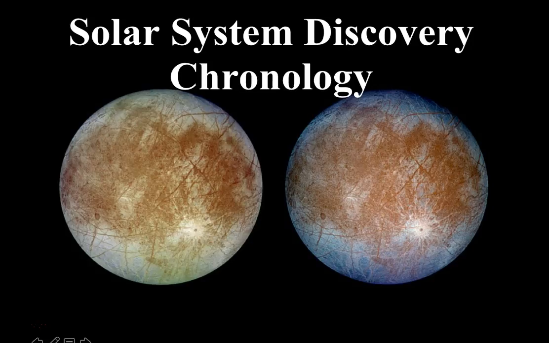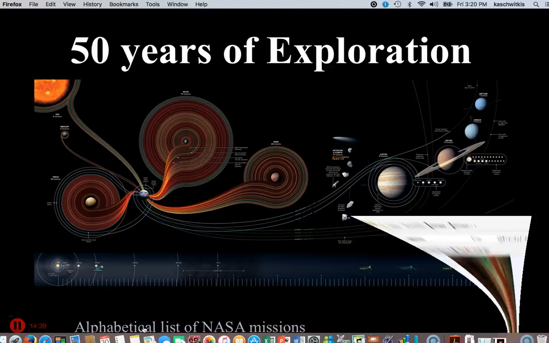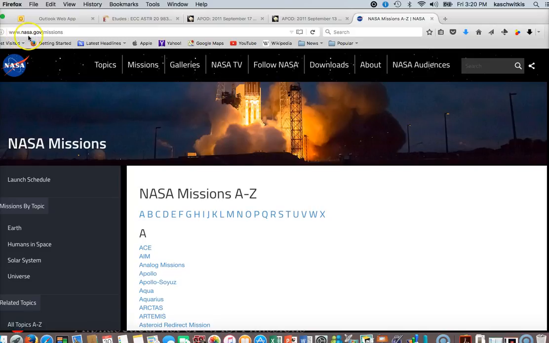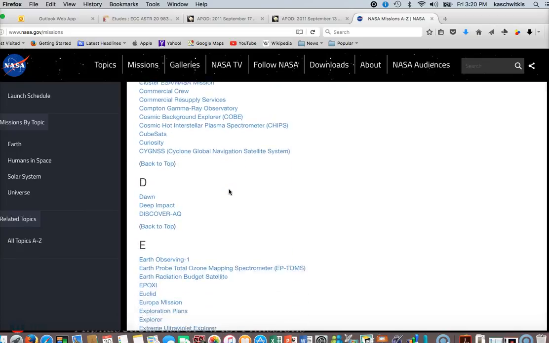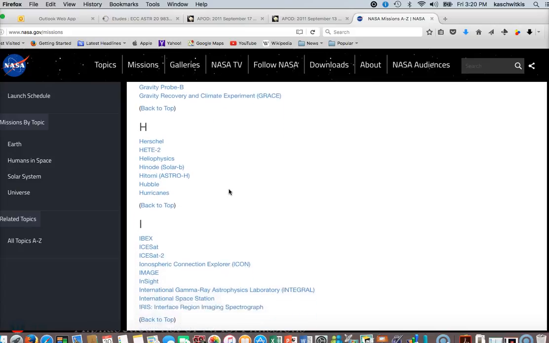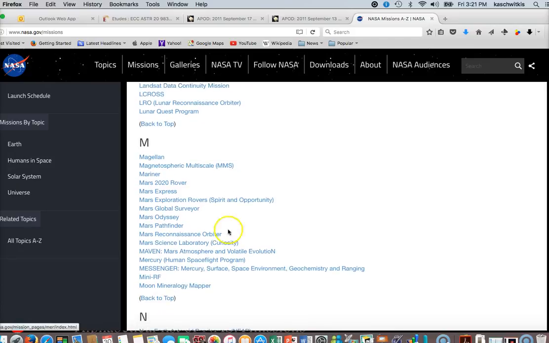And this here shows a picture of 50 years of exploration, and one could take a look at the different NASA missions just by going to, as it says here, www.nasa.gov/missions, and you can take a look at all these missions that are currently going on. And the websites are still maintained even when the spacecraft is done. Okay, so they don't remove it.